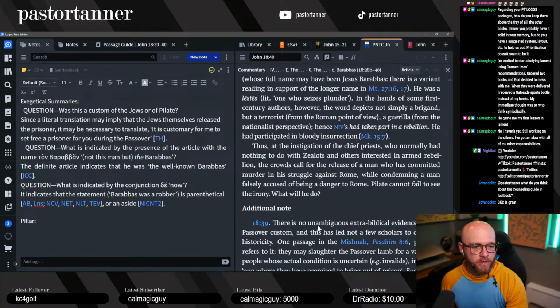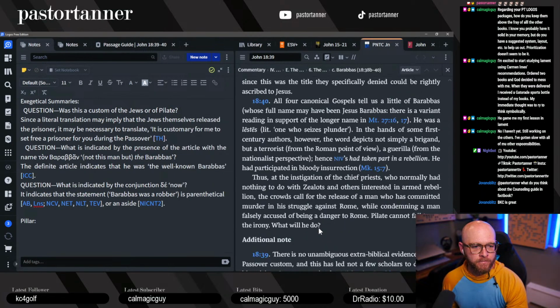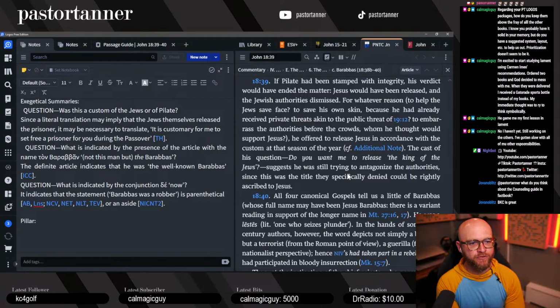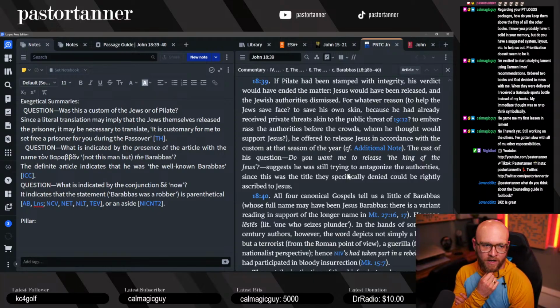And just a couple short paragraphs here from D.A. Carson. If Pilate had been stamped with integrity, his verdict would have ended the matter. Jesus would have been released and the Jewish authorities dismissed. For whatever reason, to help the Jews save face, to save his own skin, because he had already received private threats akin to a public threat, to embarrass the authorities before the crowds whom he thought would support Jesus, he offered to release Jesus in accordance with the custom of the season that year.